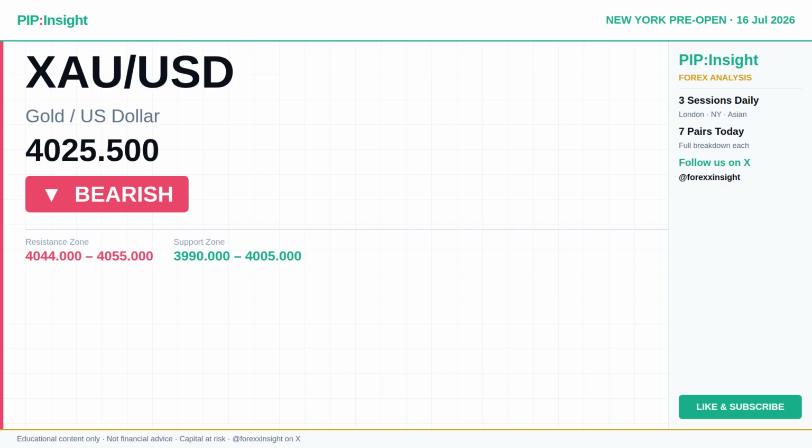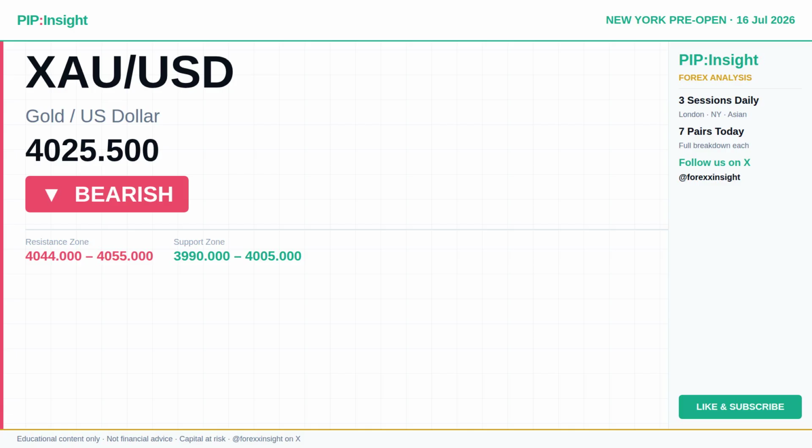On the levels, the 4,054 to 4,050 zone is the ceiling to watch. That's where the 4-hour moving average sits alongside a cluster of failed recoveries. Below us, $3,190 to $4,005 is the key support band.